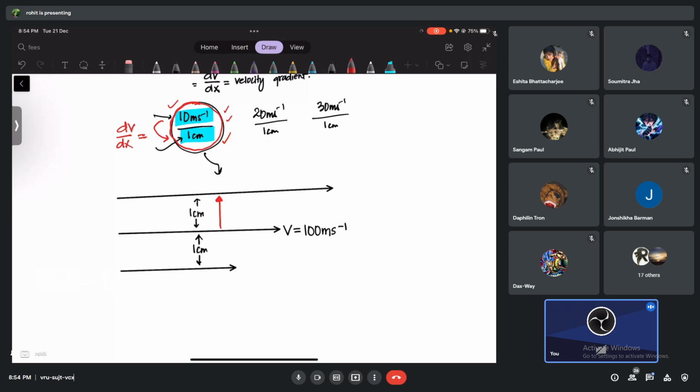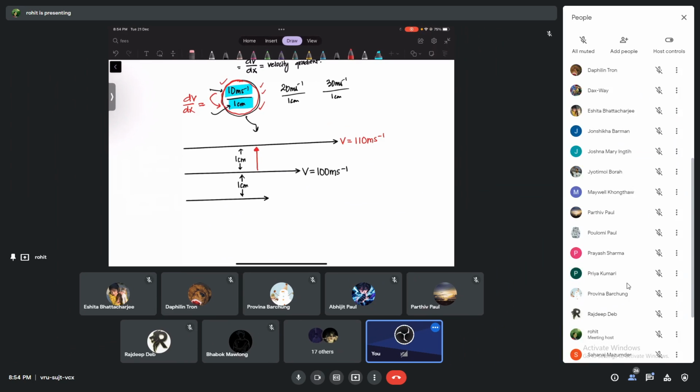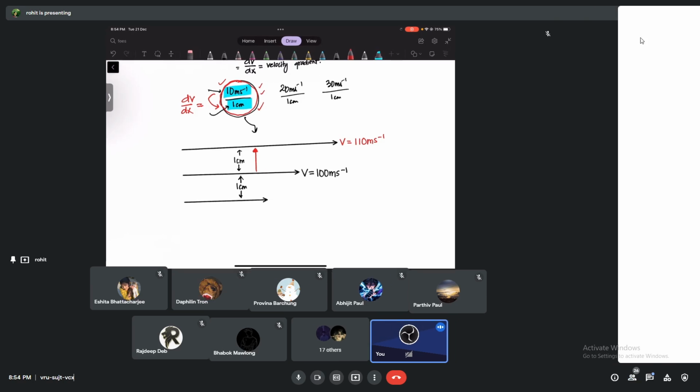Okay, so think and tell me now, what will be the velocity of this layer? 110 meters per second. Okay, did it make sense, guys, to all of you? Just check. Yes, sir. Daphilin is there. Sangam is there. Bhabok is there. Okay, many are not here. Polom is there. Prayash is there.